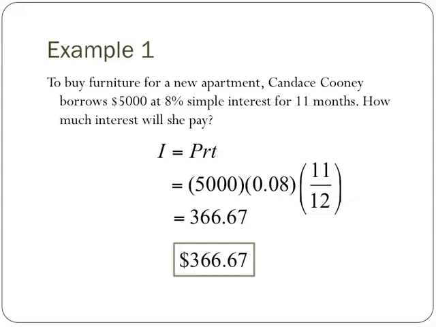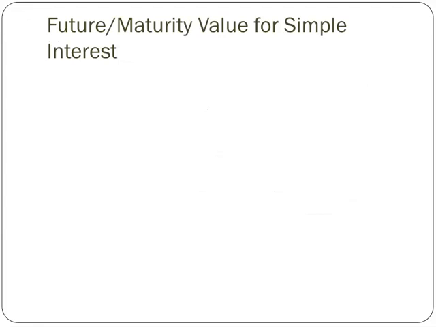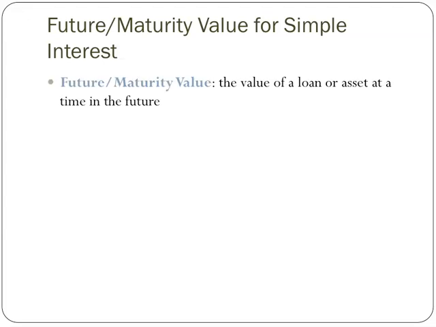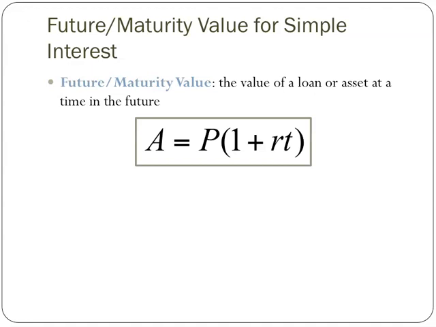Okay, well, what if I just want to know how much she has to pay altogether and not just how much in interest? Well, we have this formula. We call what you're trying to find here, what we've described here, the future or the maturity value for simple interest. So that's the value of a loan or an asset at a time in the future. So here is the formula.